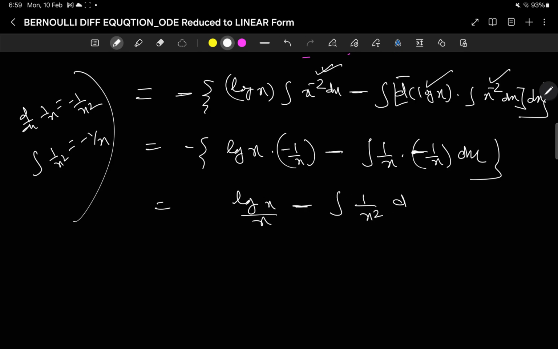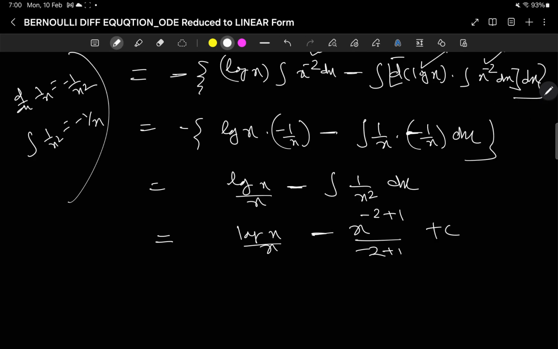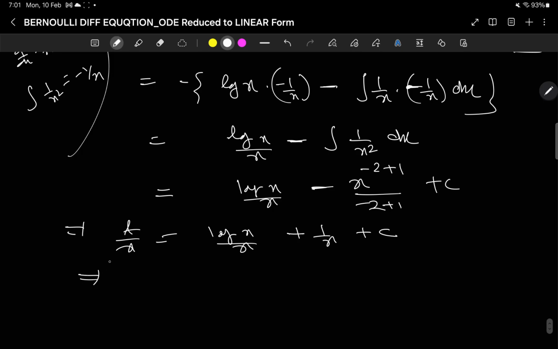Okay, so this is equal to log x by x, and it is minus of x to the power minus 2 plus 1 by minus 2 plus 1, plus some c. So this implies here t by x is equal to log x by x, it is minus plus 1 by x plus c. So now you multiply x throughout. So this implies here t is equal to log x plus cx.